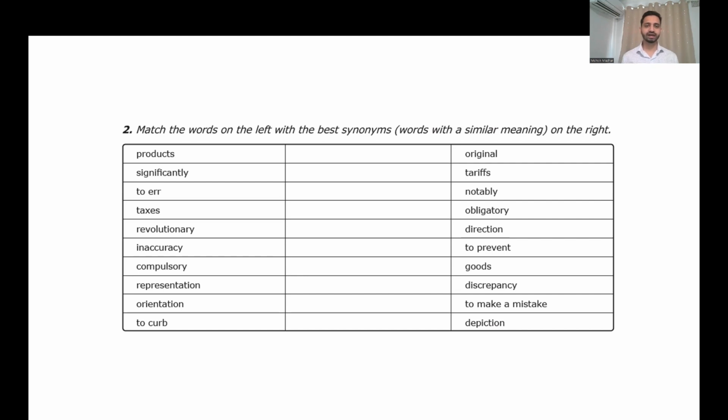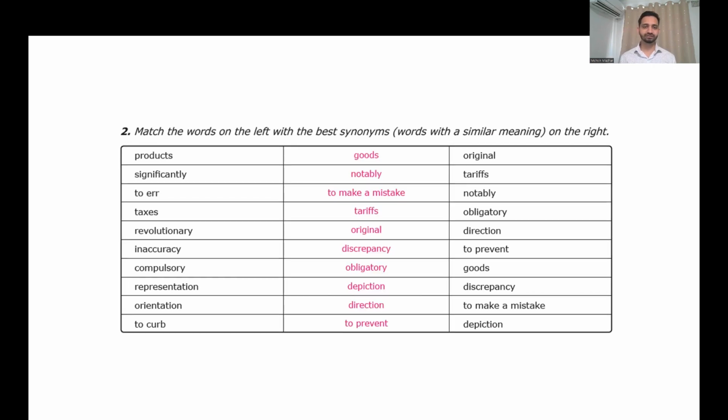All right, I hope you had a chance to match the words together for a similar meaning. Now let's look at the answers. Products, another word for product is goods. Significantly, you can use notably. To err means to make a mistake. Taxes, tariffs. Tariffs is a form of tax.